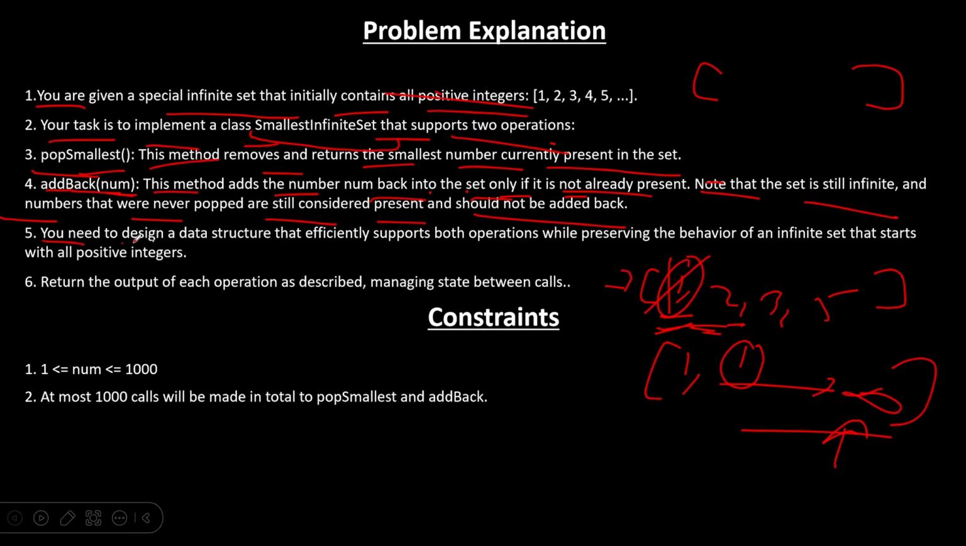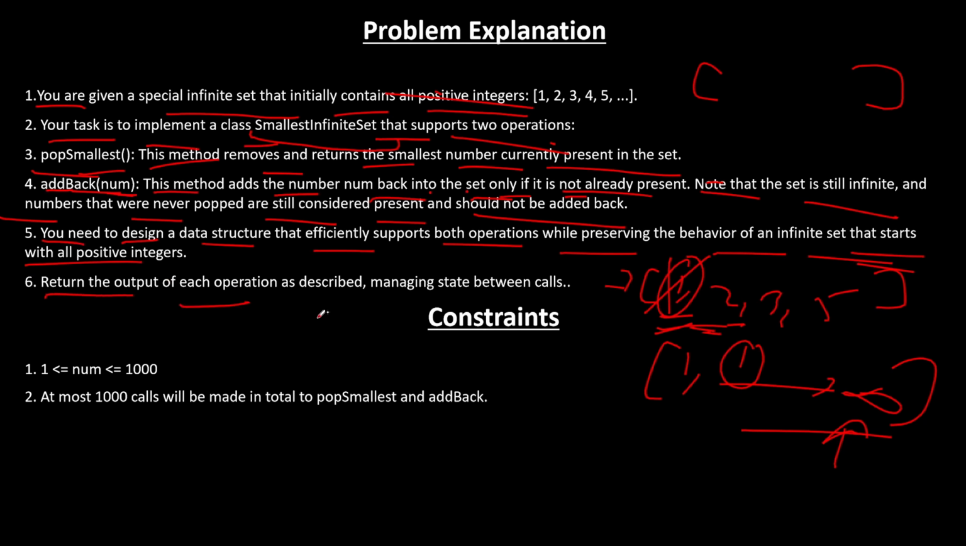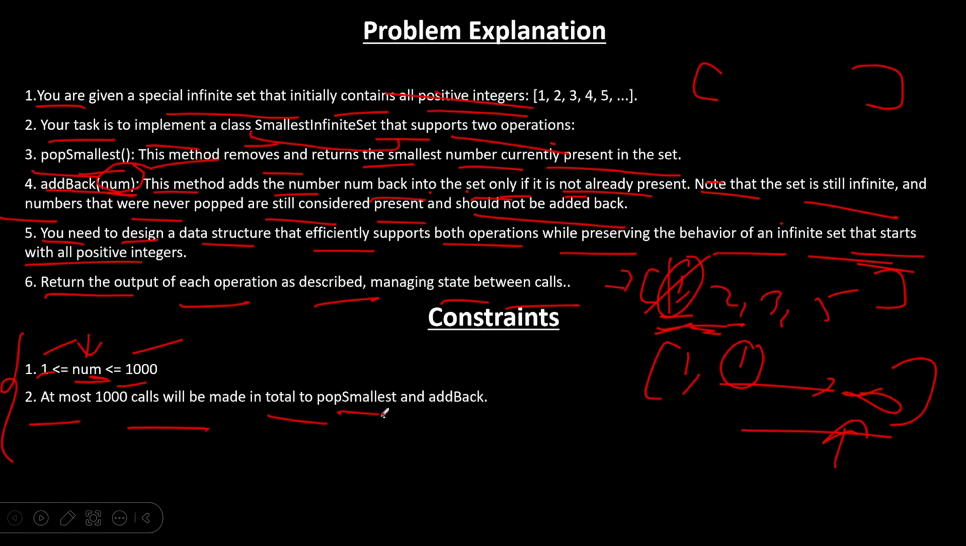You need to design a data structure that efficiently supports both operations while preserving the behavior of an infinite set that starts with all positive integers. Fine, please keep this in mind. It starts with all positive integers, and it's an infinite set. Return the output of each operation as described, managing state between the calls. Now, the constraints are that the value will be from 1 to 1000, and at most 1000 calls will be made in total to popSmallest and addBack.